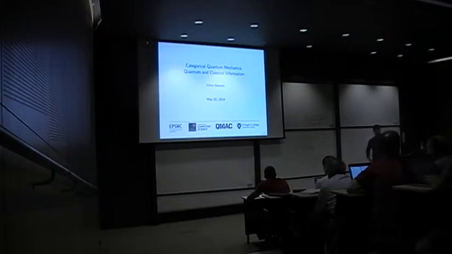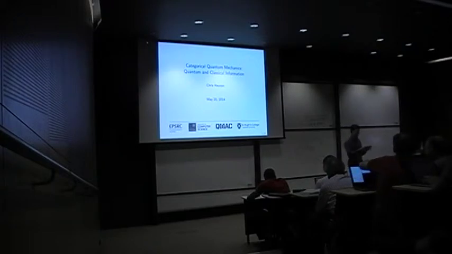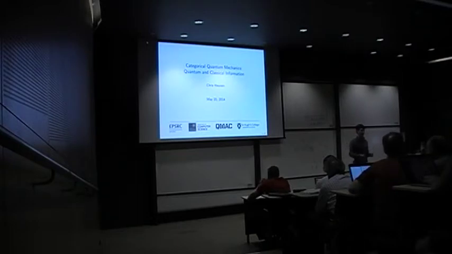Thanks. So I'm basically going to continue where I left off yesterday. Remember yesterday we talked about how we can model operator algebras using categories. And today we're going to talk about maps between the algebras. We're going to be looking at completely positive maps.